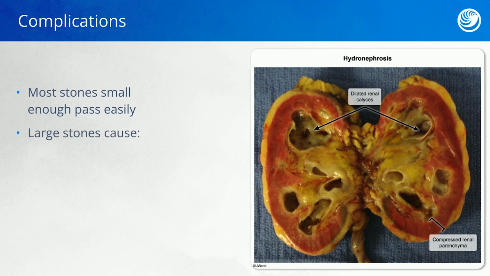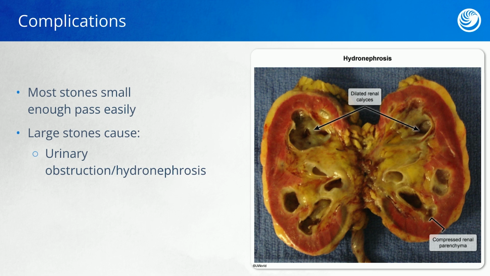However, large stones lead to obstruction, which can cause a number of complications. When a stone obstructs the urinary tract, this leads to a buildup and backflow of urine into the kidneys themselves. It's important to note that the manifestations of kidney stones usually happen unilaterally, meaning that it's only going to affect one kidney at a time.